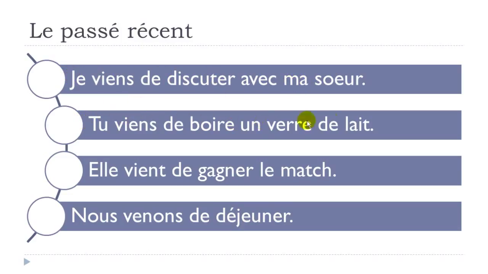Tu viens de boire un verre de lait. Elle vient de gagner le match. Nous venons de déjeuner. Alright? So keep in mind, venir at the present form, as we see here, and then the preposition, la préposition de, and your verb at the infinitive form. And then you get this passé récent, something that you just did.